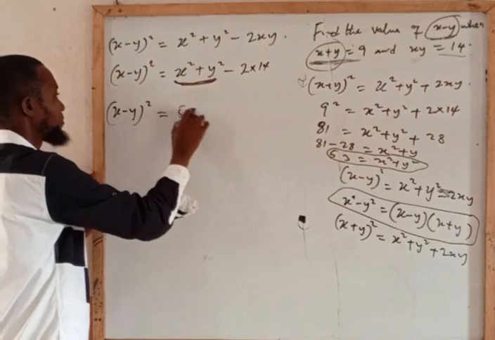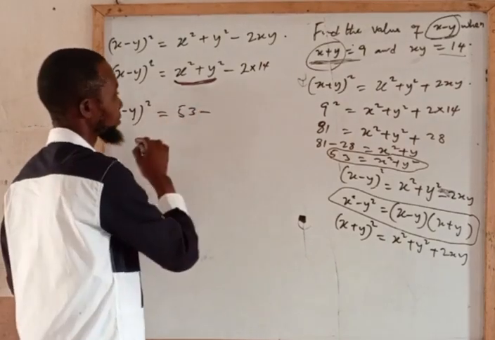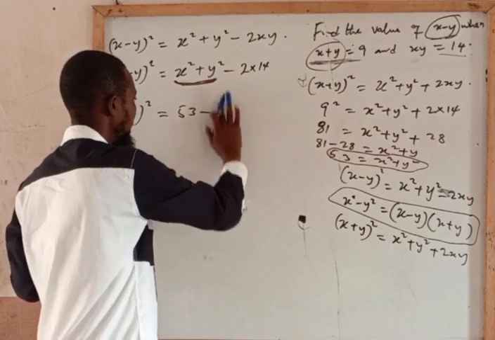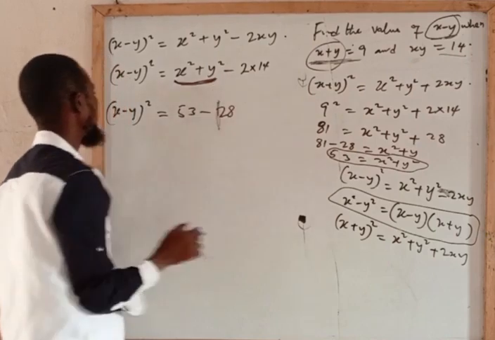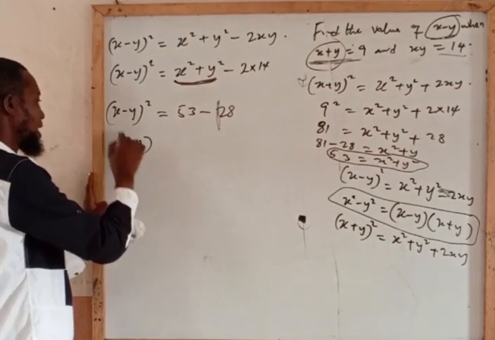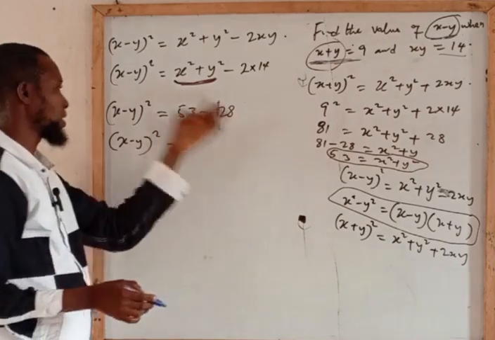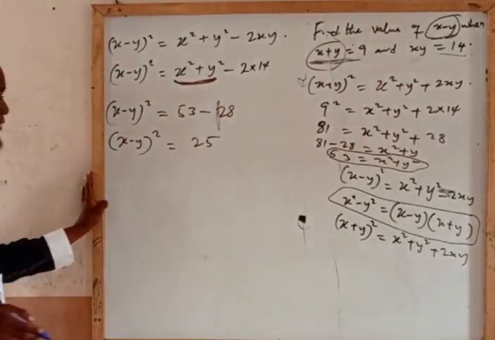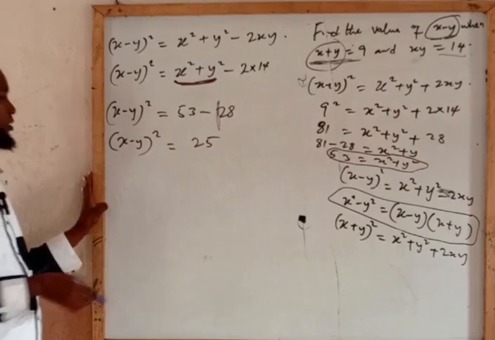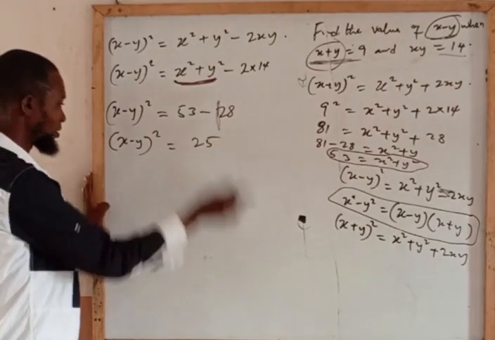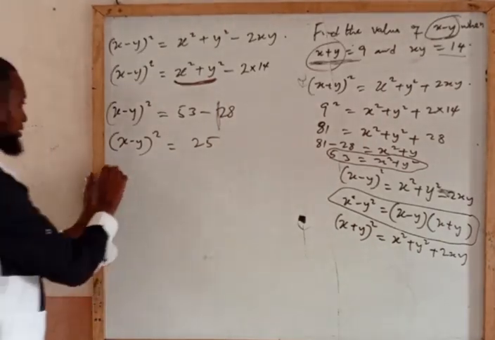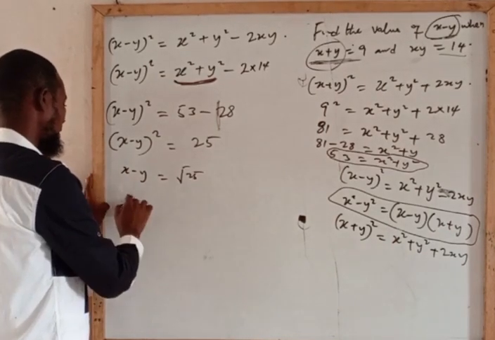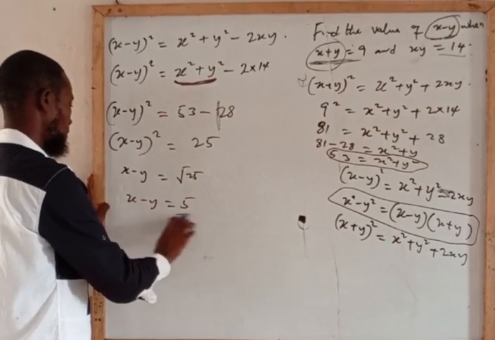So I can here say 53 minus, what is 2 times 14? That is 28, right? So here I can say that (x minus y) squared is, what is 53 minus 28? That will give 25, right? We have 25 there. So to get x minus y here, I can take the square root of both sides. Therefore, x minus y becomes the square root of 25. So x minus y is equal to 5.